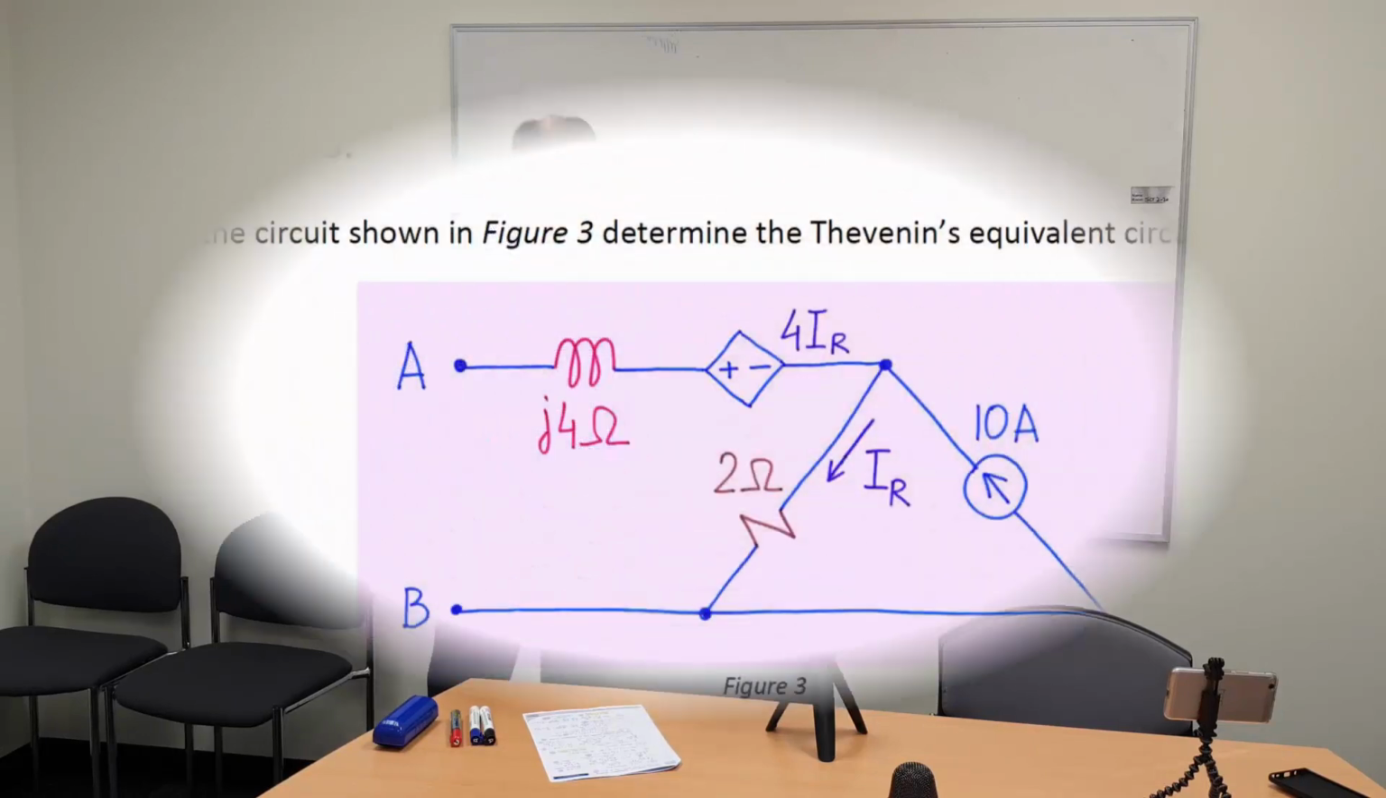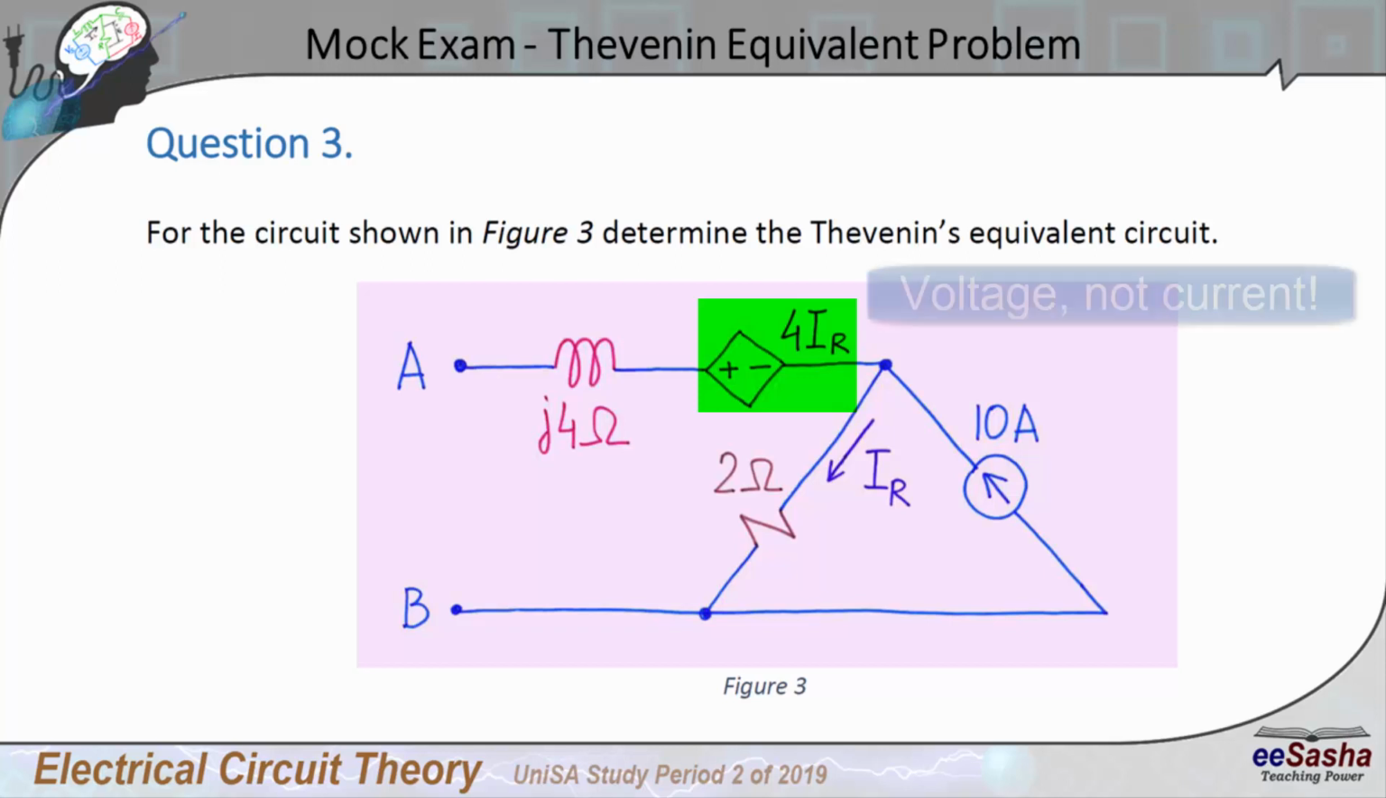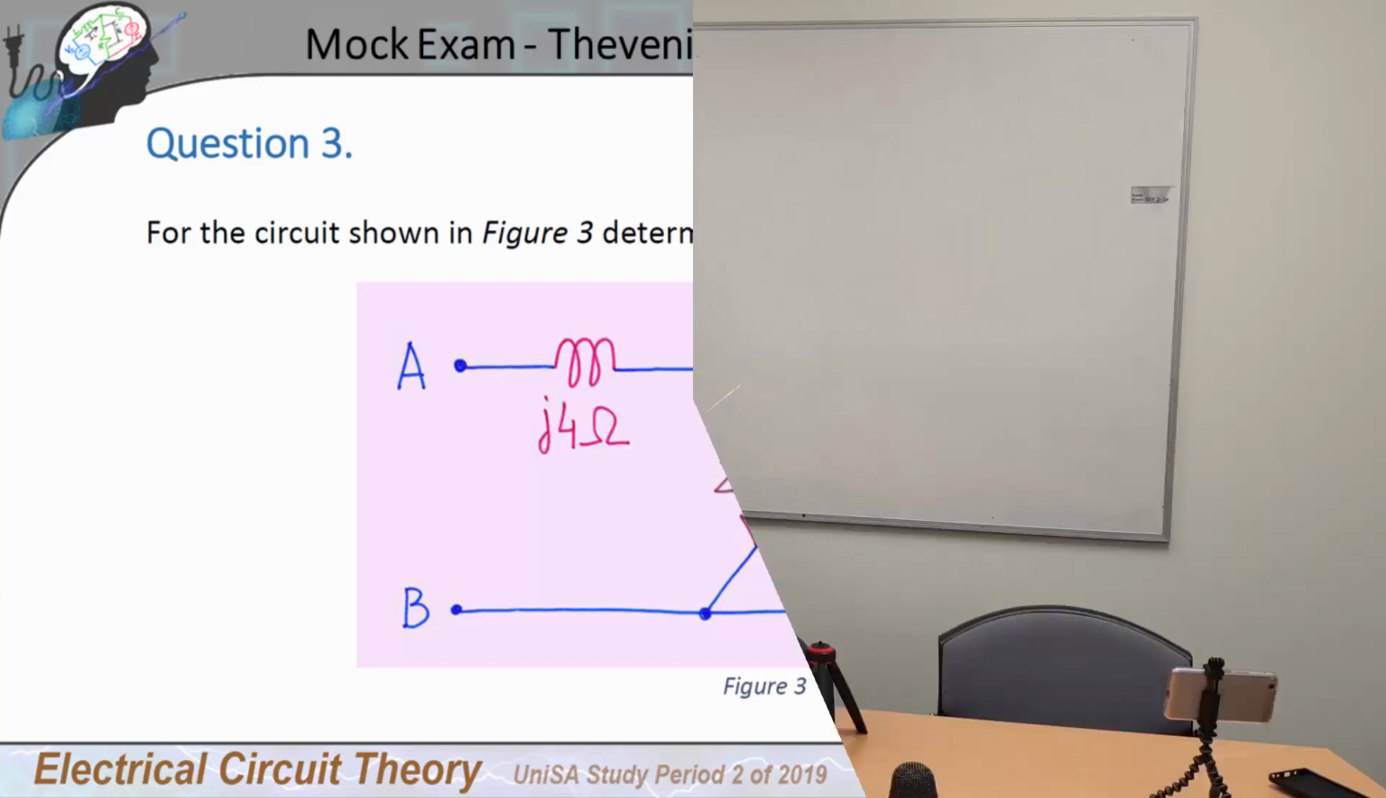Now this particular circuit doesn't have very many elements. However, we need to pay attention to which elements are there, because that will determine how we approach solving this problem. One thing that jumps out first is there is a 4IR dependent source. That means the source does not have a predetermined value for current. The current depends on some other current in the circuit, in this case IR, which flows through the 2 ohm resistor. So that's one thing that we need to observe.